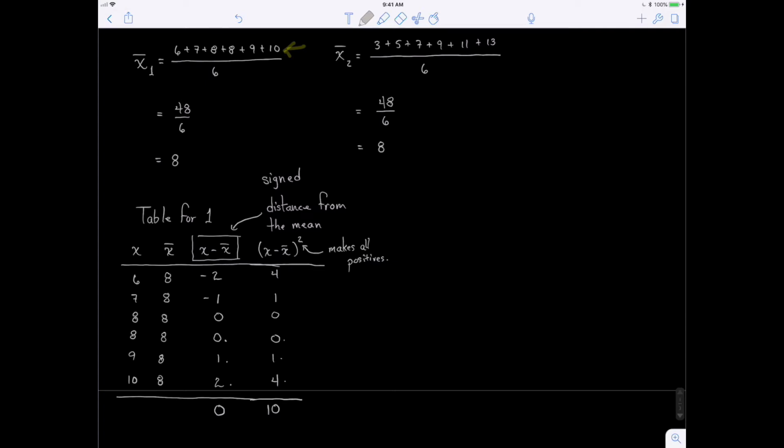And then, here's what we do. I'm going to tell you what the variance is. The variance that we see above, the variance is the average of the square of the signed distances from the mean.